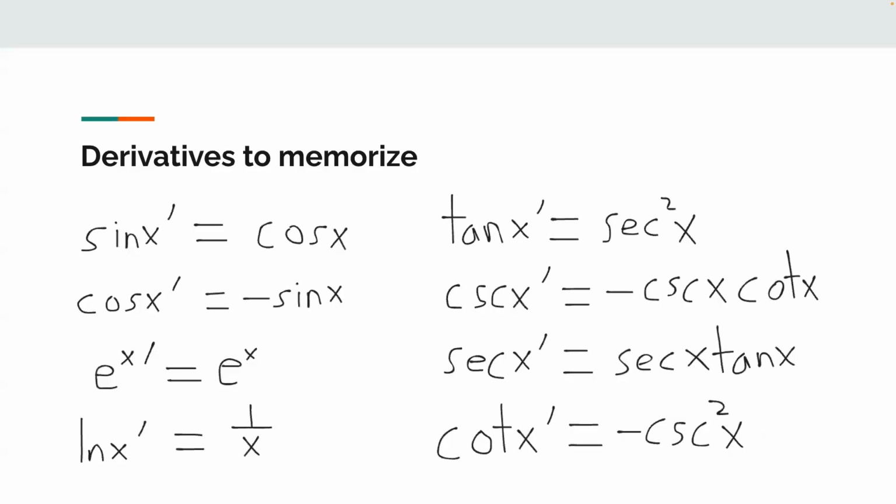Here are some common derivatives you should memorize. The derivative of sine of x is cos x, cos x is minus sine x, e to the x is e to the x, ln of x is 1 over x, tan of x is sec squared x, cosecant x is minus cosecant x cot x, secant x is secant x tan x, cotangent x is minus cosecant squared x.